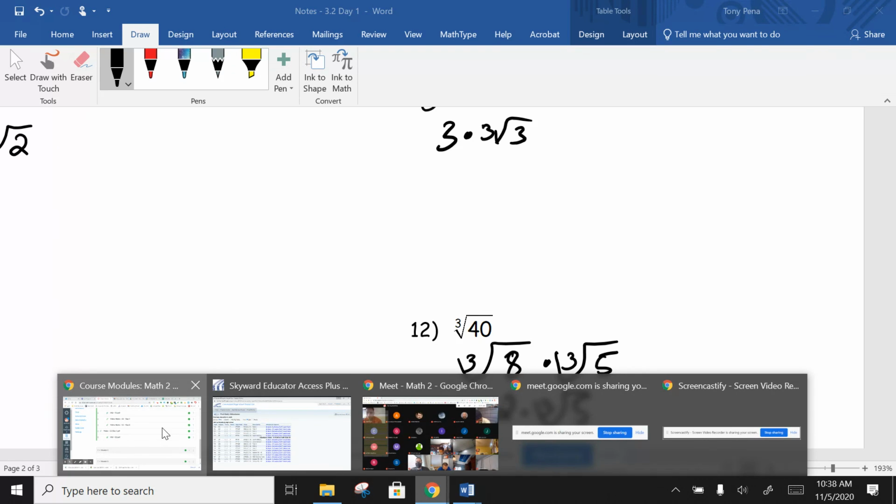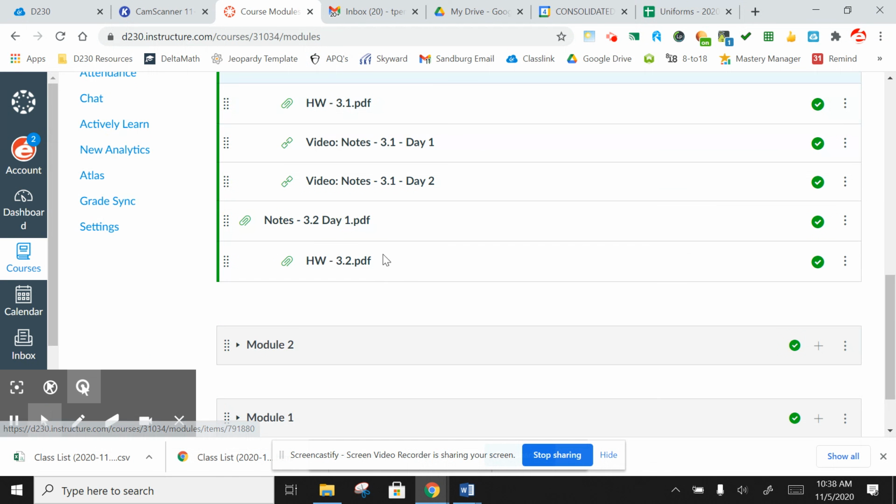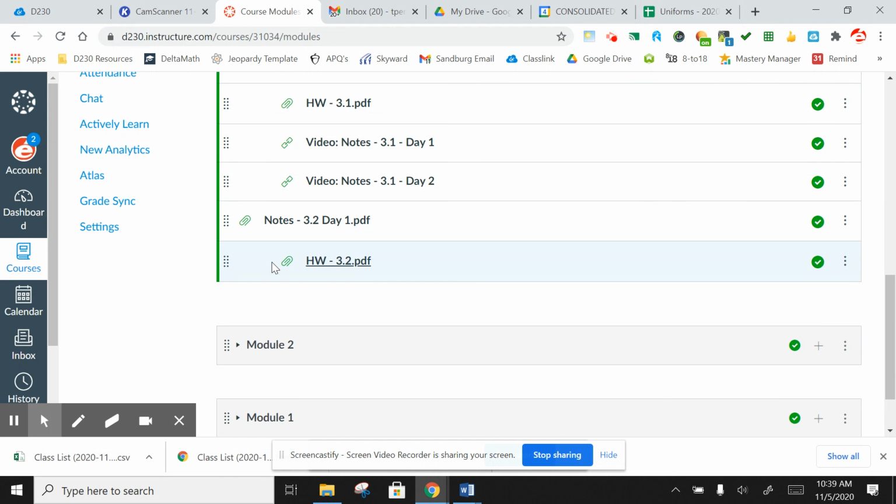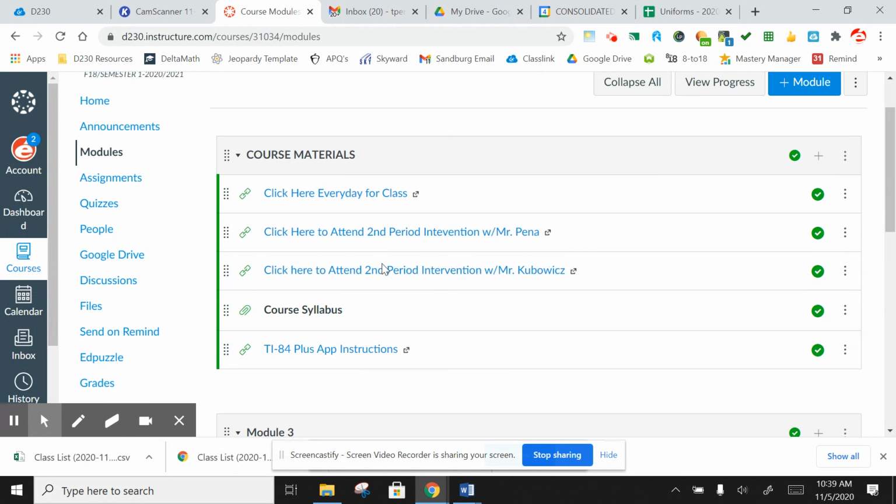Okay, so with that, we should be able to do the homework. So the homework is either right here. If you have the packet, it's in the packet. It's just 3.2 day 1. And if you go to the assignments, you can find it there also.